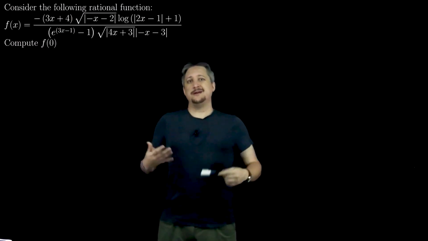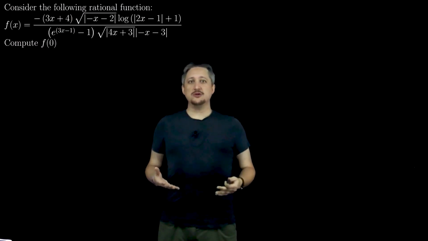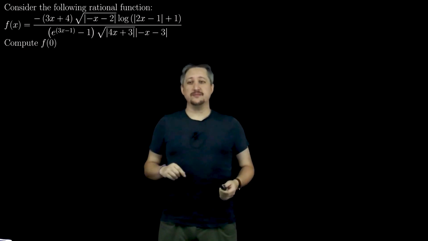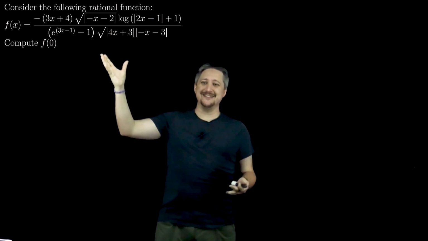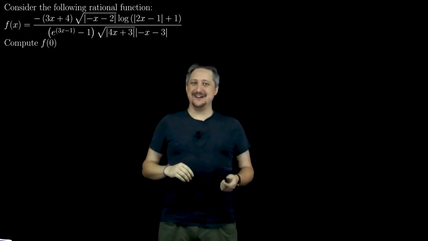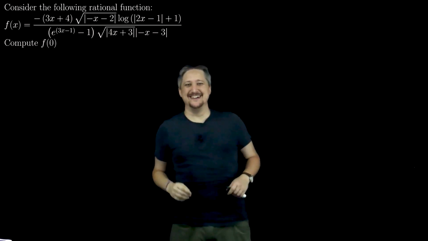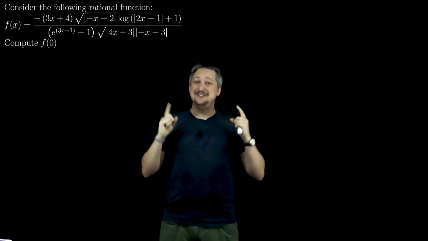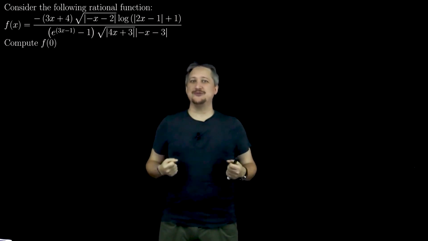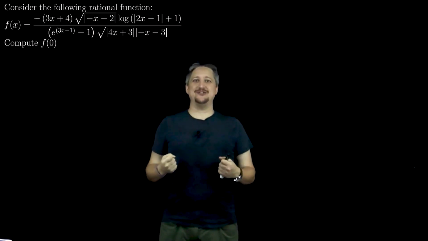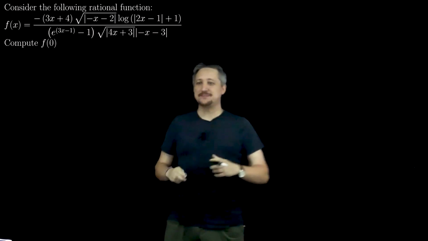Hello. So in this segment, we are going to be computing a rational function. Looking at this, wow, that sure is a lot of symbols. So first step, don't get intimidated. Just do this one step at a time, one little term, one piece at a time, and chug your way through it, okay?